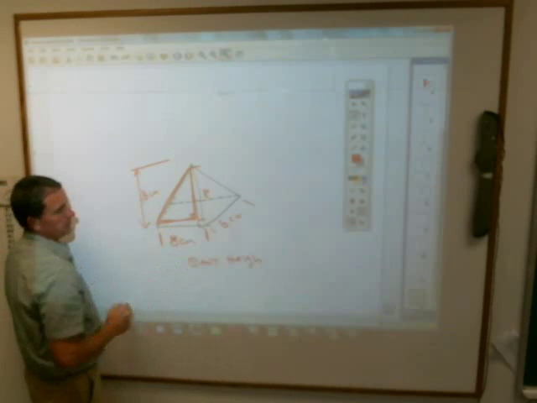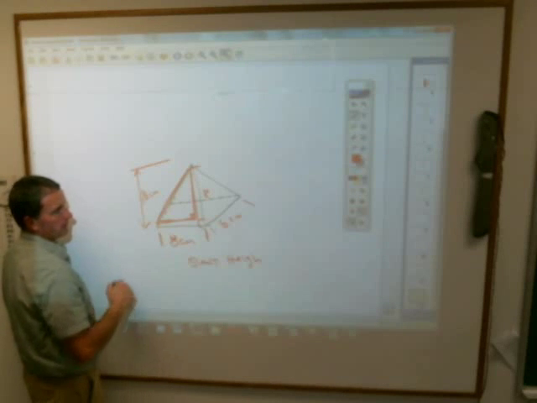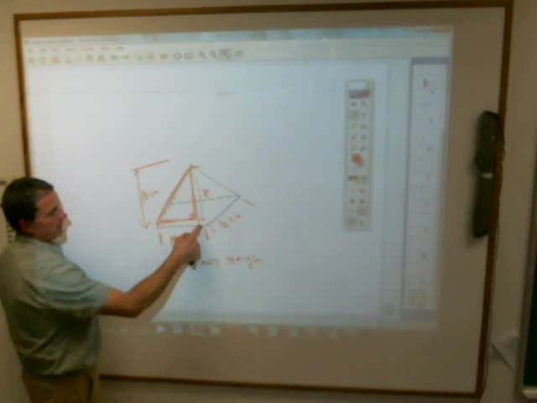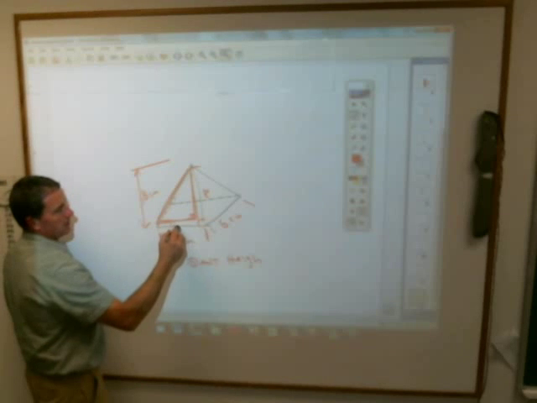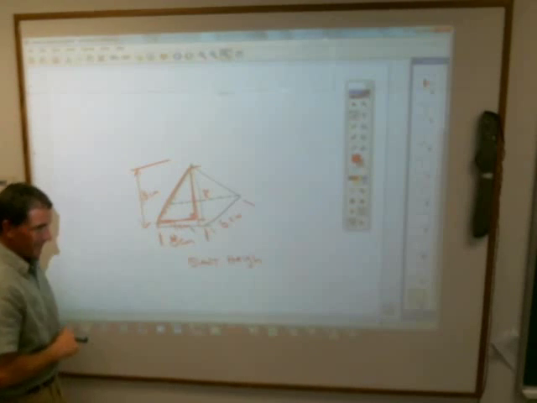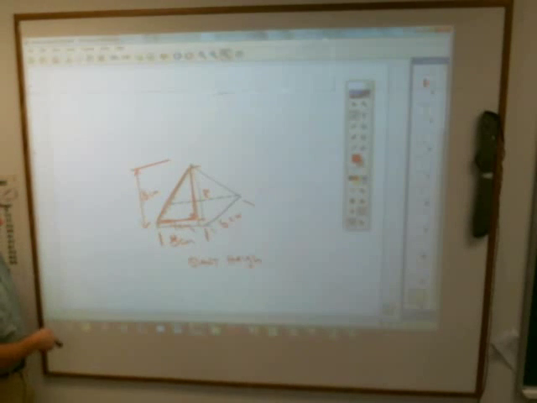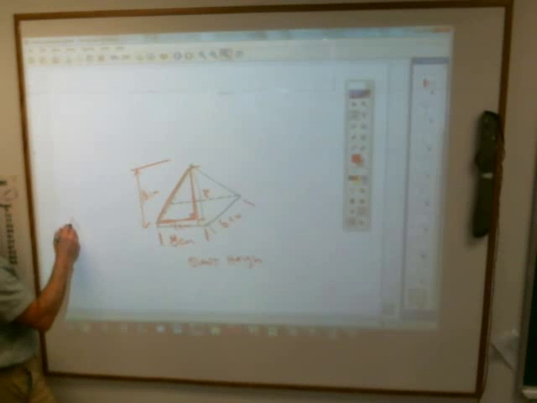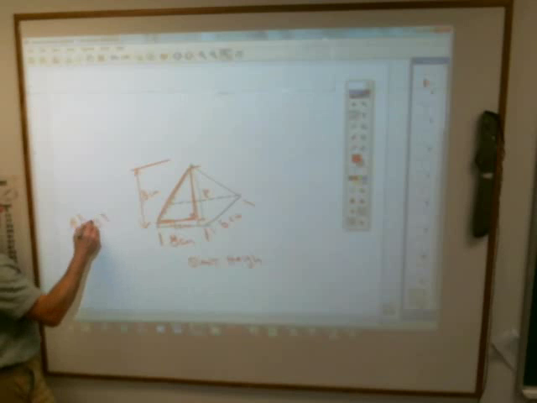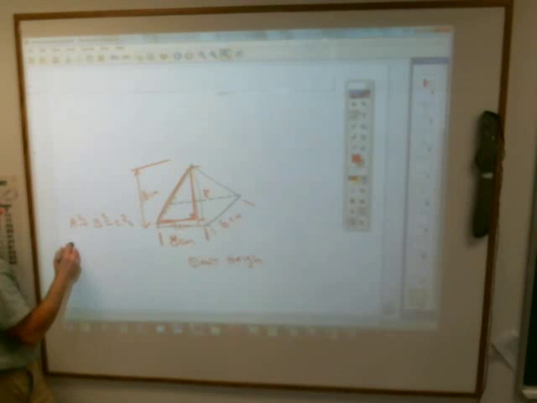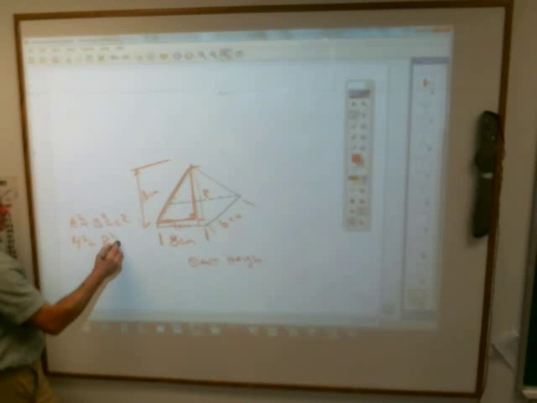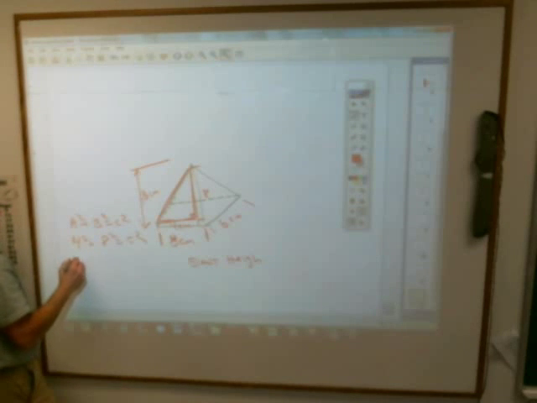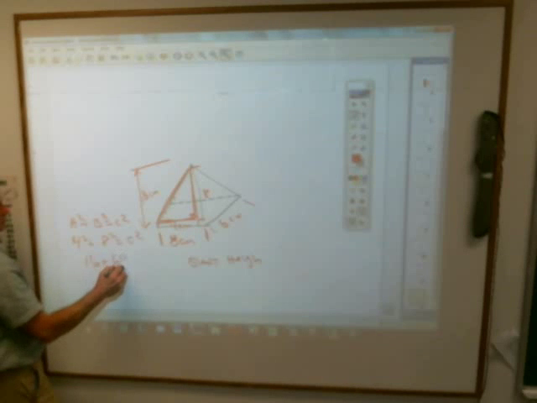What's this distance from here to here? Well, it's half, because 8 is all the way, so half is only 4 centimeters. And it always will be half of whatever the base is, even though mine is drawn a little goofy there. So your formula is a squared plus b squared equals c squared. What's a squared? Doesn't matter. 4 squared plus 8 squared equals c squared.